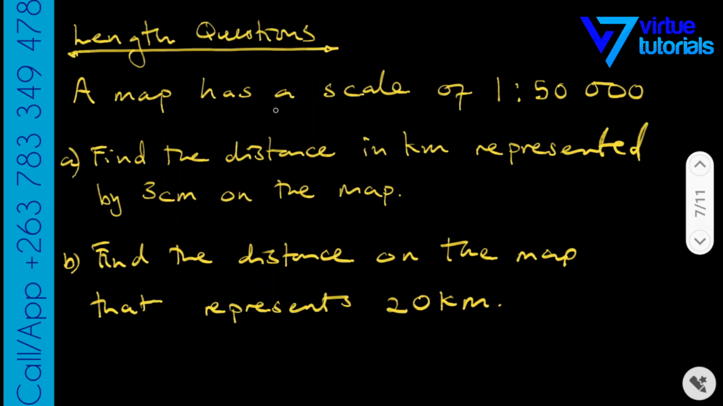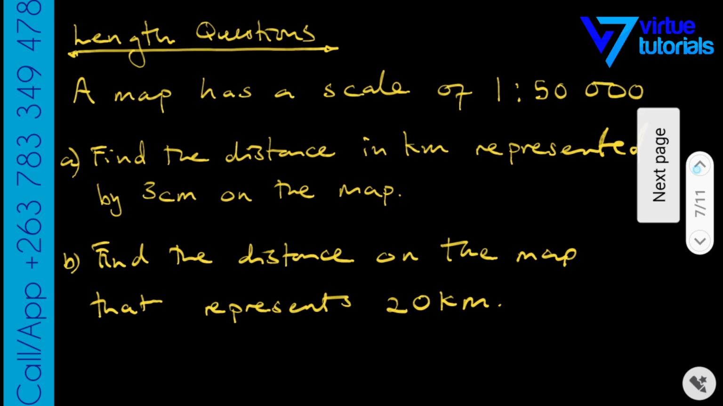Okay, so let's look at some calculations that involve lengths on a map. A map has a scale of 1:50,000. Find the distance in kilometers represented by 3 centimeters on the map. That's part A. And part B is find the distance on the map that represents 20 kilometers.